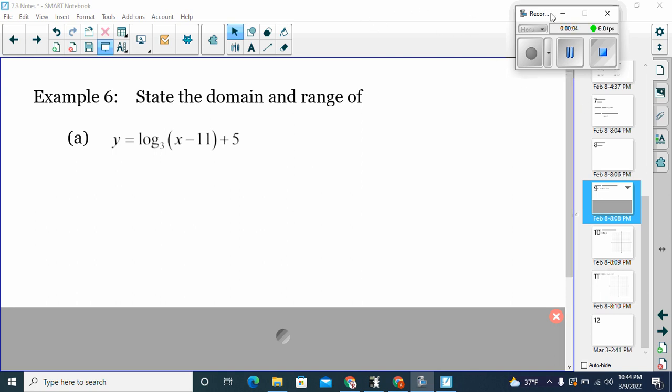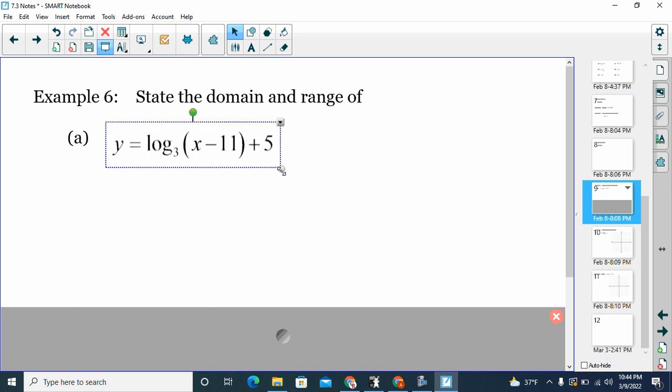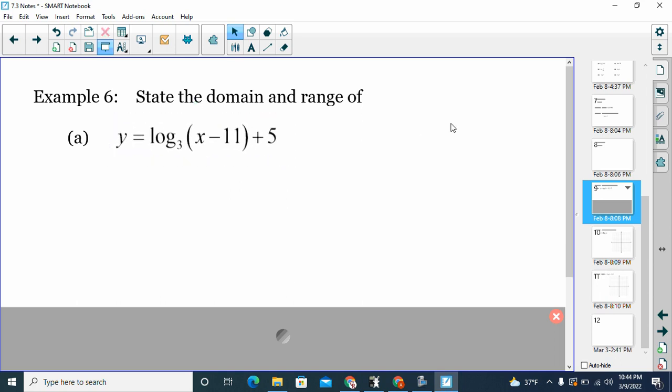A couple things from the end of the notes from section 7.3. The first is on finding domain and range given a logarithmic function. We discussed the basic domain and range. We said y equals log base anything of x.